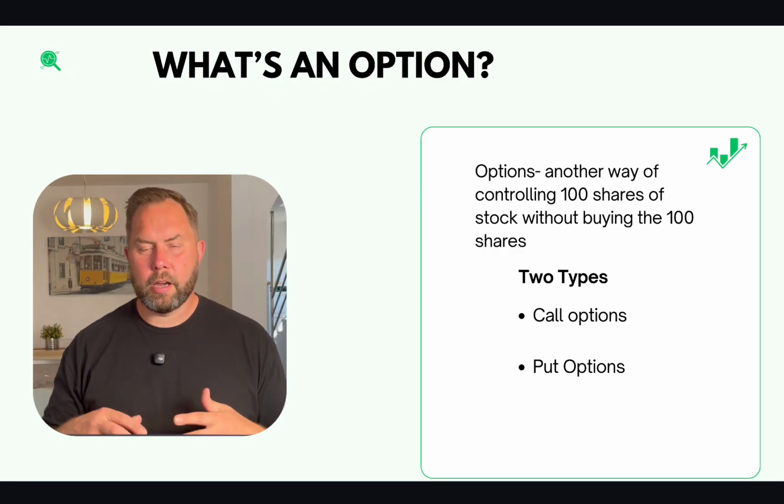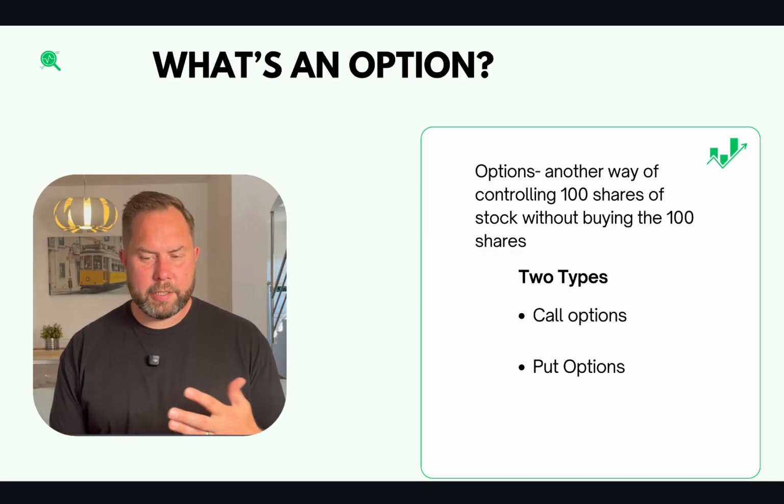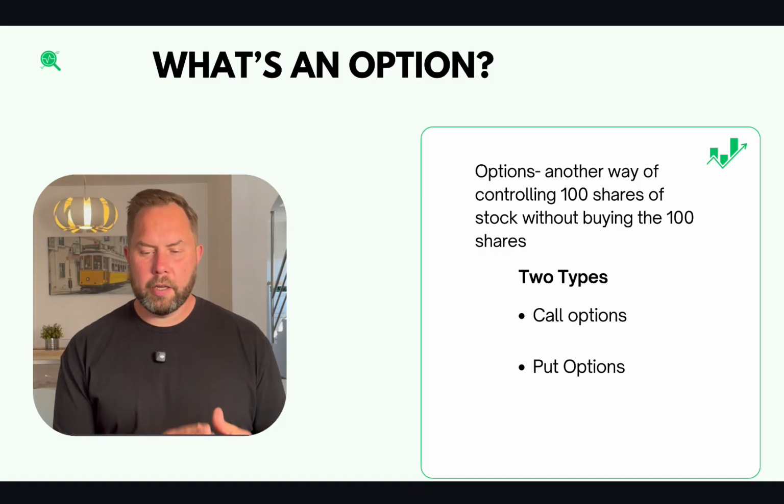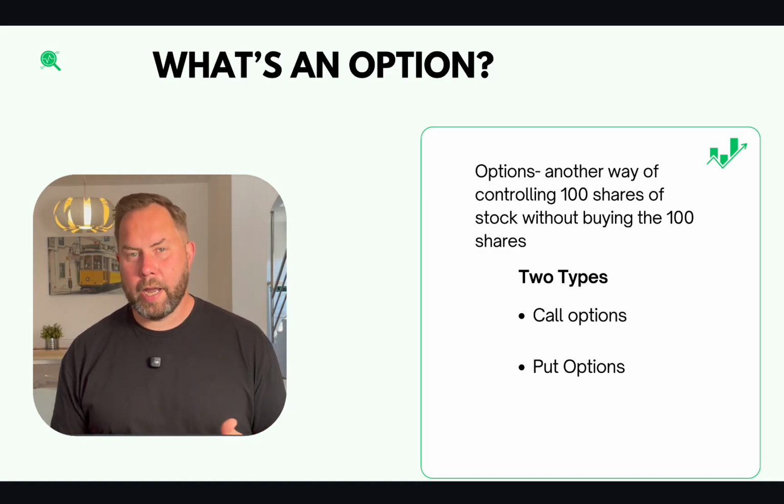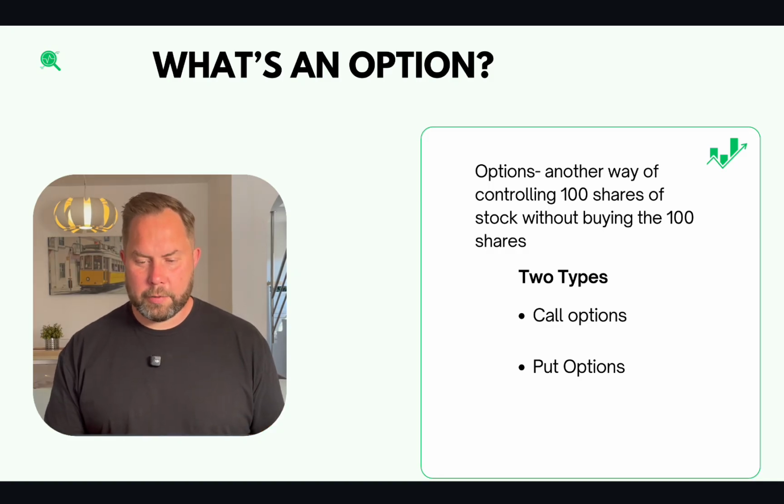Let's get into it. Before we get started on thinkorswim, let's talk about what is an option. An option is just another way of controlling 100 shares of a stock without actually buying or ponying up the money for the 100 shares. There are two major types. There's call options and there's put options.